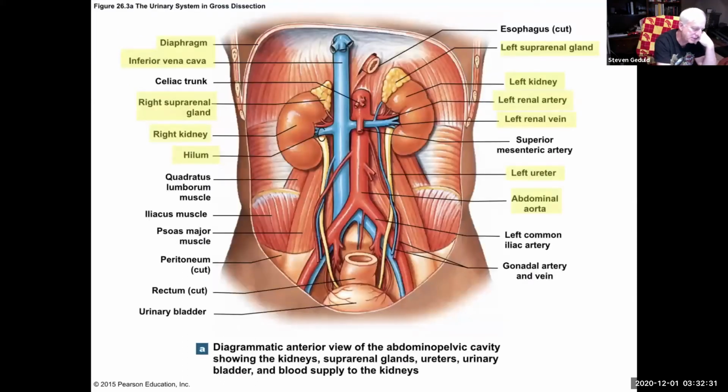So here are the kidneys. This is your right, this is your left. You can see the diaphragm above everything here. You can see the aorta coming down through. Once it passes the diaphragm, it's the abdominal aorta. You can see the inferior vena cava going back up. You have your right suprarenal gland and your right kidney. And here, where the arteries and veins are entering, is the hilum, which is your indentation. Your arteries, veins, and ureter exit from the kidneys at the hilum.